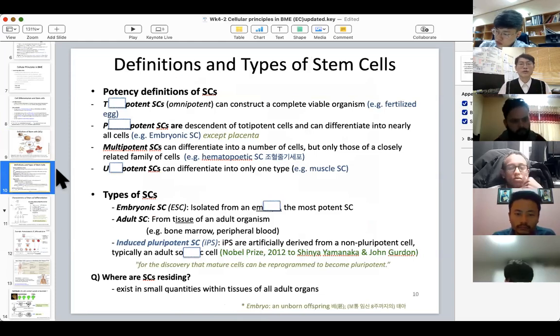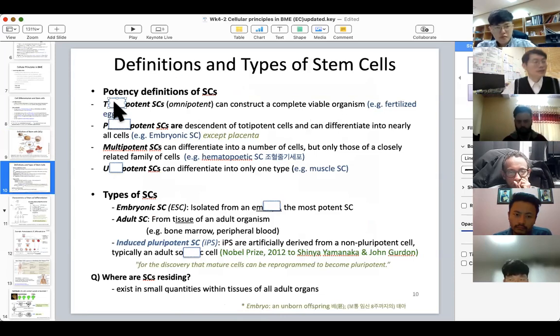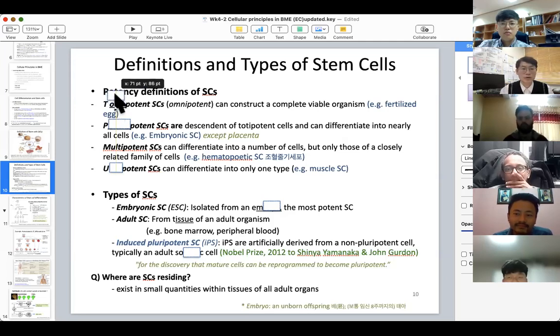So let me go over the potency definition with you again. The ability to construct a complete viable organism, such as a fertilized egg. In other words, the name is omnipotent. Okay, omnipotent, and that name is... Yeah, totipotent. Right, exactly. That's totipotent.